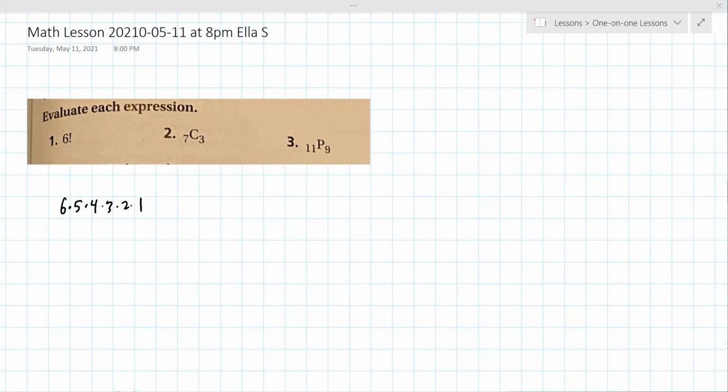Let's see if I can tell you where it is if you don't know. It's under math and then probability. Okay, so as long as you know where it is, that's what's key. So you should get 120 for that.